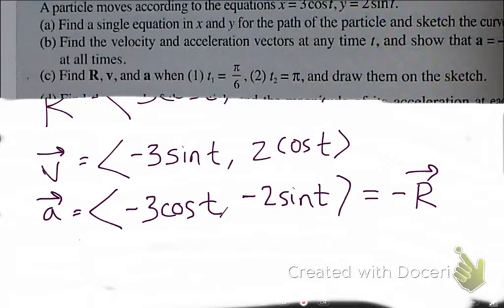Part C says find R, V, and A when t equals pi over 6 and when t equals pi, and then draw them on the sketch. So I think you could probably do that. All you have to do is for R, V, and A, plug in t equals pi over 6 and figure out what the vectors would be, and then plug in t equals pi and figure out what the vectors would be. So I'll let you spend a minute doing that.